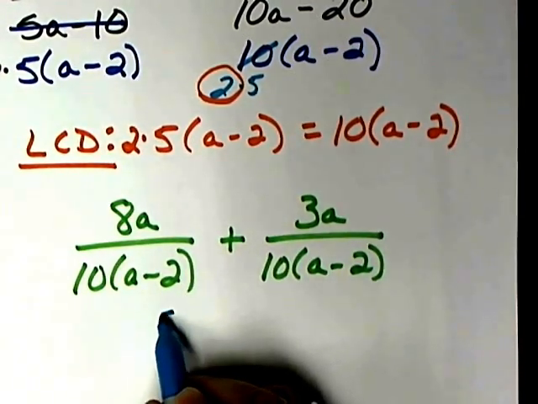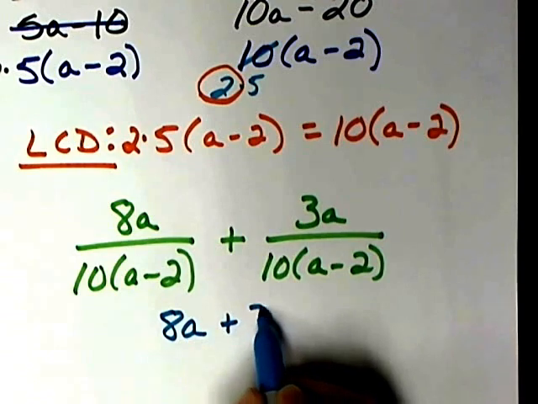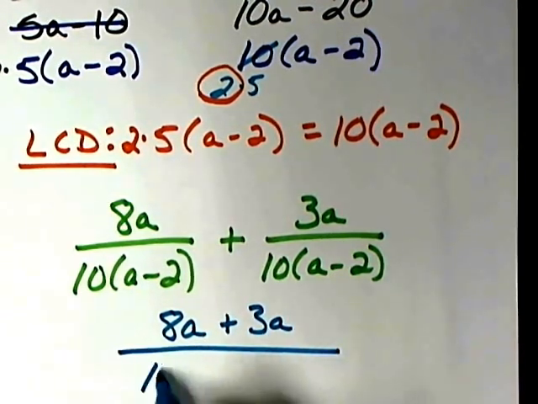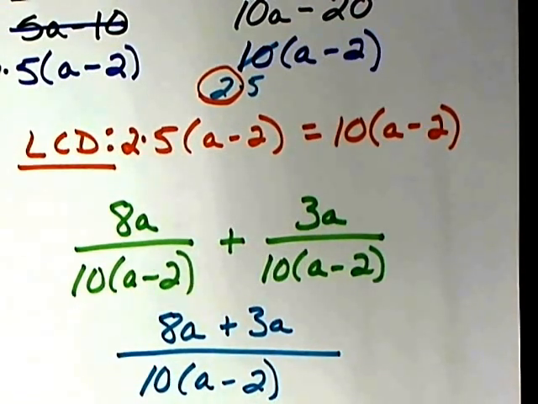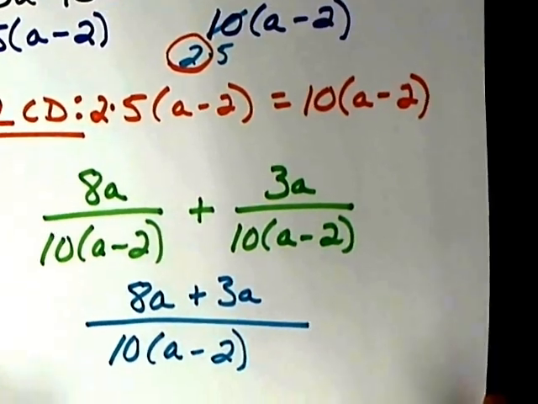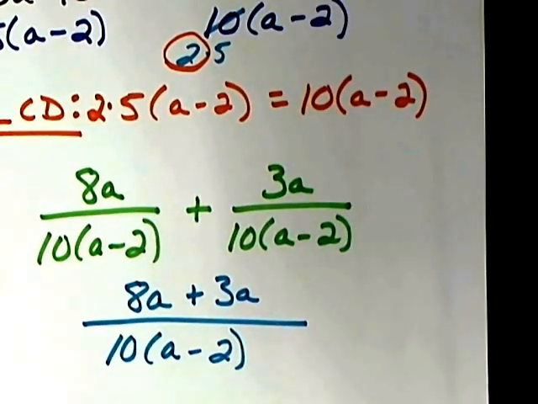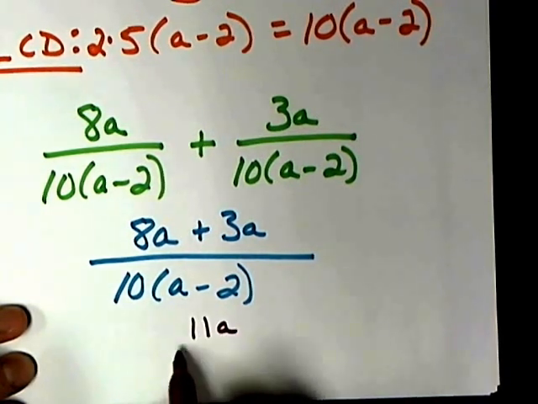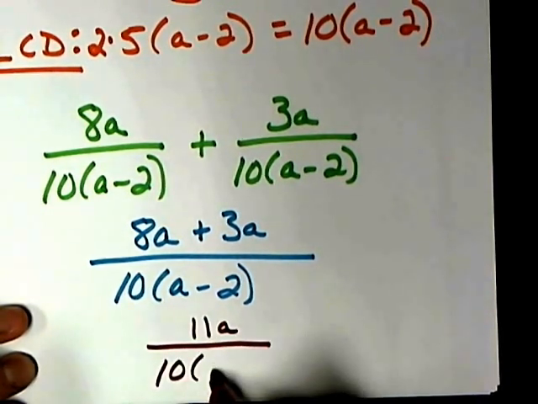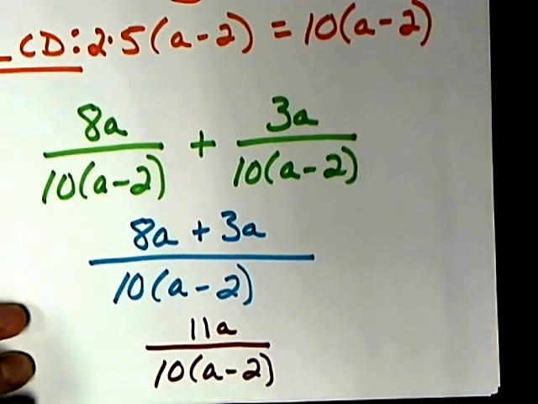You may want to write it in 2 steps. 8a plus 3a all over. Notice that we do not change the denominator. If I'm going to do all that work to make sure that the bottom is the same, I will not add or subtract the denominators. And then my last step here is to say, aha, those are like terms. I can combine my like terms. So 8a plus 3a is going to give me 11a all over 10 times the quantity of a minus 2.